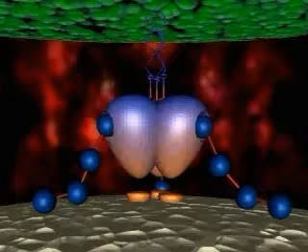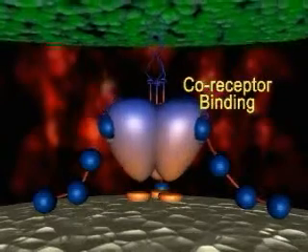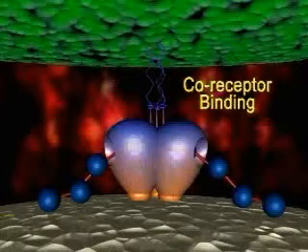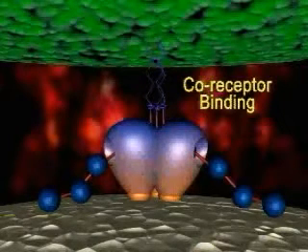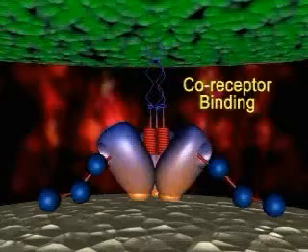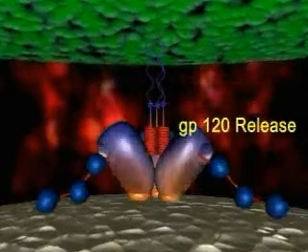Step 2 involves the interaction of the GP120-CD4 complex with the chemokine coreceptor. The action of coreceptor binding is thought to result in further conformational changes in GP120. These changes allow GP120 to move aside, exposing GP41.